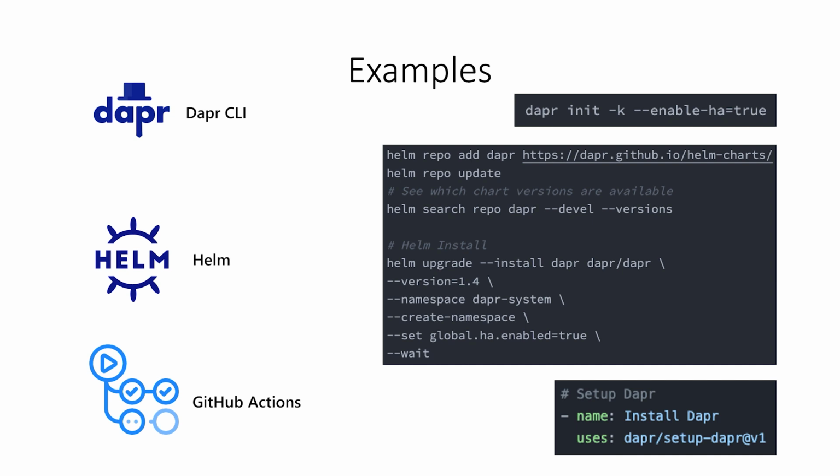Helm requires a few extra steps, but you can check in your configuration to source control, thus allowing you to track configuration changes. Finally, with GitHub Actions, there is a native step allowing you to set up Dapr on your GitHub Actions runner, thereby providing access to the Dapr CLI.